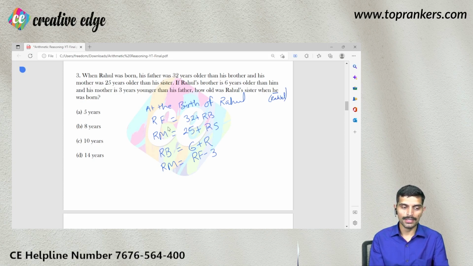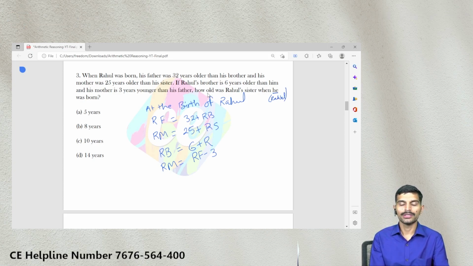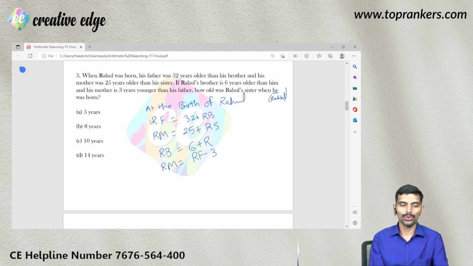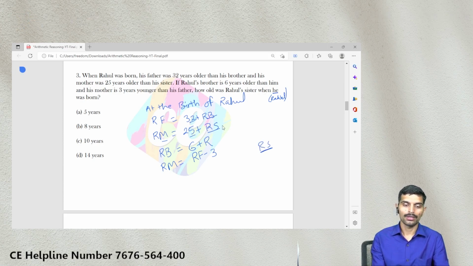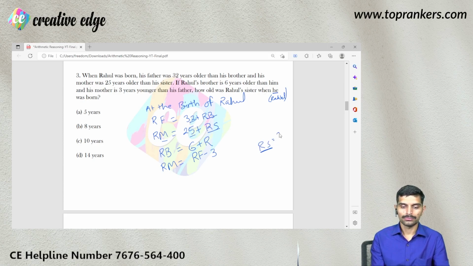So from these equations, we need to determine. There are two ways to do it. Either you can go by options or you can establish relations here and then go ahead. So Rahul's father is 32 years older than Rahul's brother. Rahul's mother is 25 years older than Rahul's sister, right? And finally, we need to determine Rahul's sister's age when Rahul was born. Okay? At the birth of Rahul, what was Rahul's sister's age?